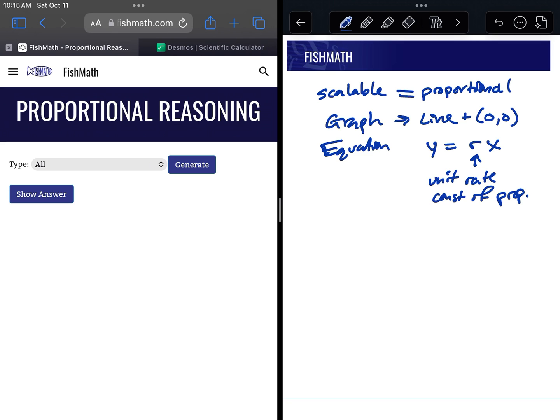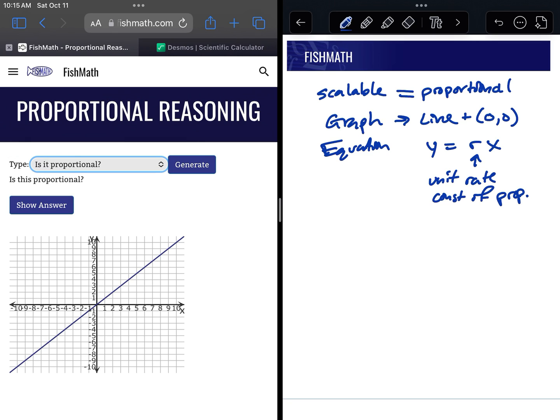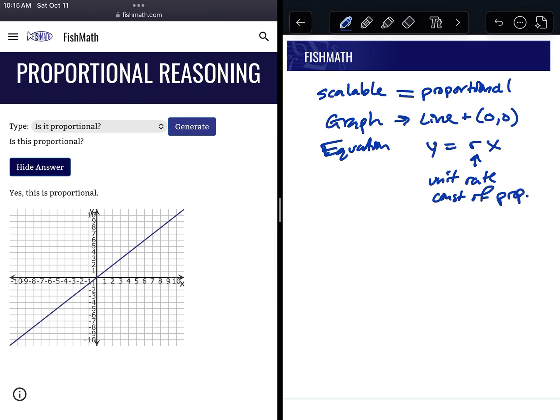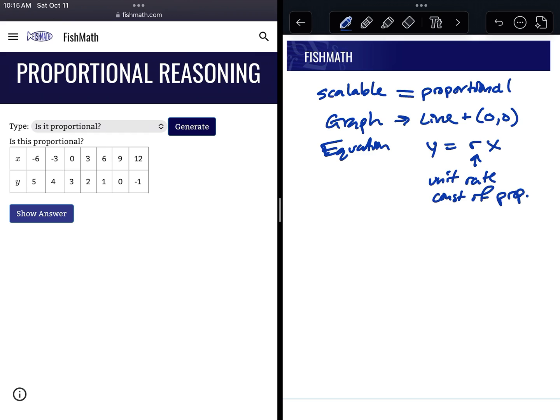So let's look at some examples. The first one we have here is a line that goes through (0, 0). So that one has to be proportional. It's got both. Here's our table. First thing I can see in the table is there's no (0, 0). So if there's no (0, 0), it cannot be proportional. Simple as that. Let's see also why that works.